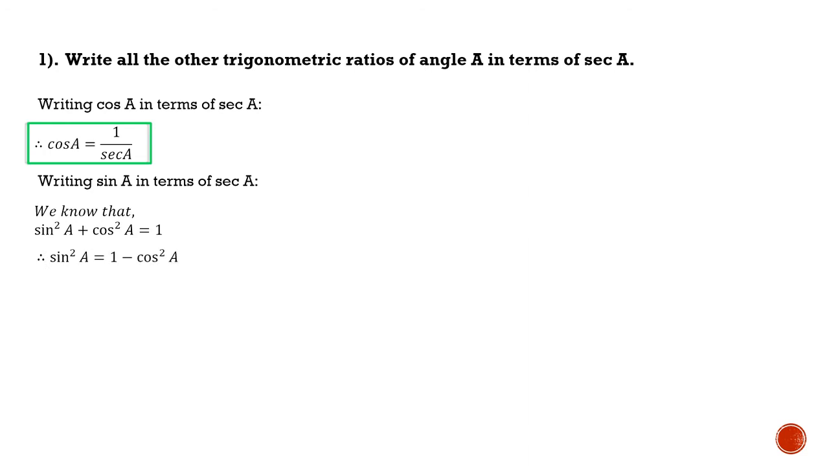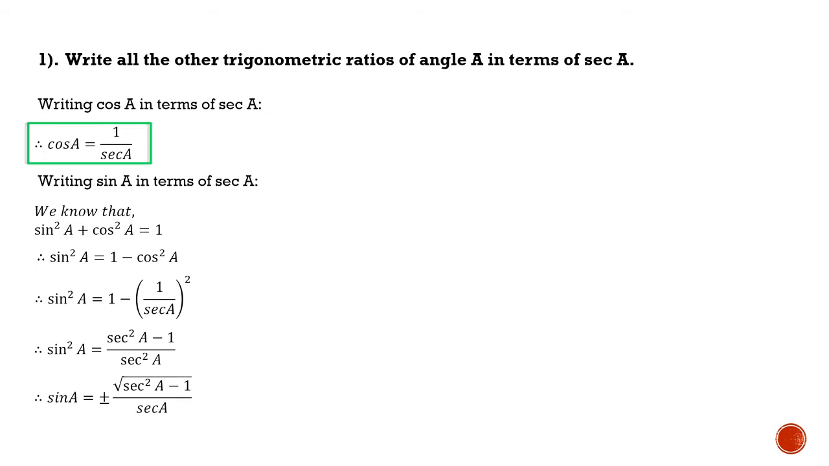I just made sine A the subject of the formula, so it shall be written in this way, and see, I just wrote my cos A in terms of sec A. So this will be the scenario, and once we simplify it, it will be in this manner. So sine A will be plus or minus the square root of sec square A minus 1 divided by sec A. This is how we represented sine A in terms of sec A.